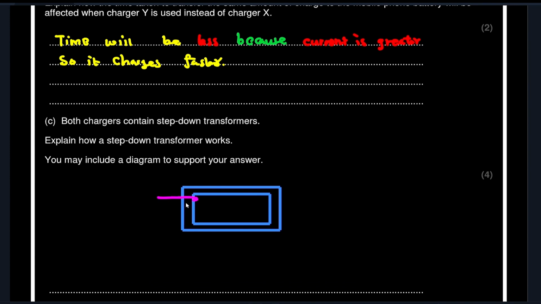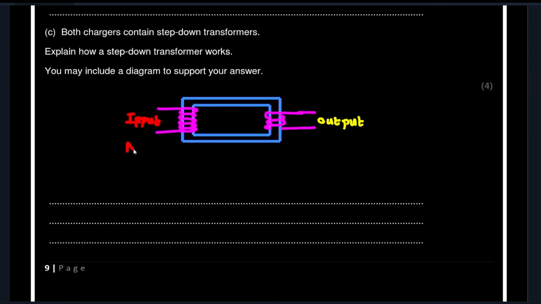So we have the primary coil here, and here we have the secondary coil. Now if you look at the number of turns, the secondary coil actually has fewer. This is the output, where we have the secondary coil, with fewer turns, but at the input we have more coils.